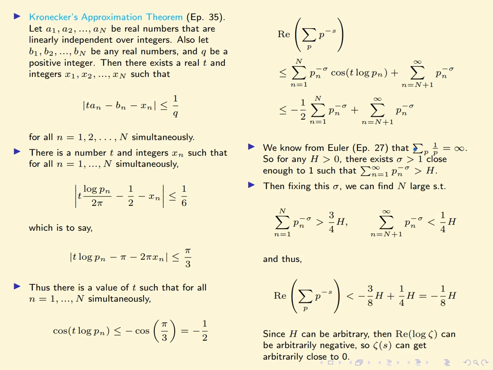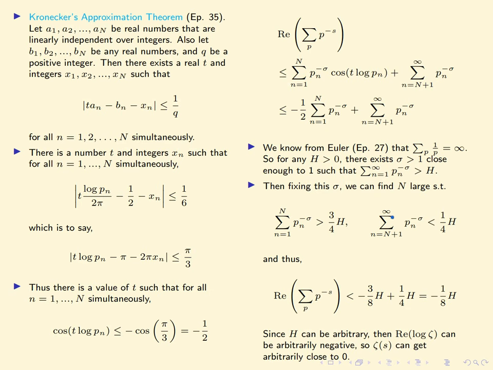Okay, and then finally, if you fix this sigma, then you can find a big N large enough such that the sum from little n equals 1 to big N of p sub n to the minus sigma power is greater than 3/4 h, because the infinite sum will exceed h, so some finite set of the sums will be greater than 3/4 h.